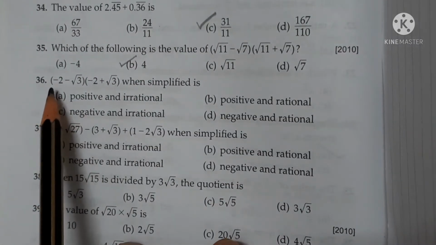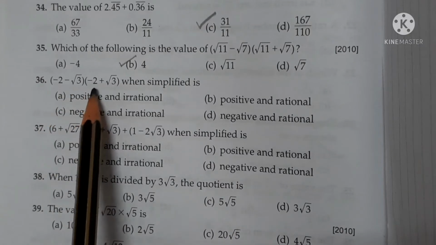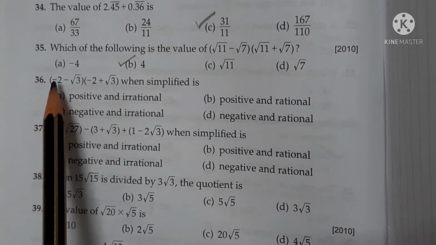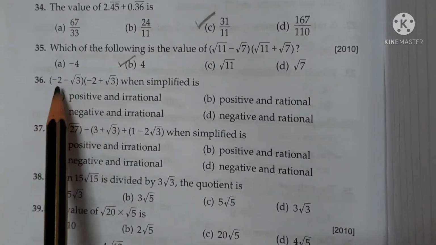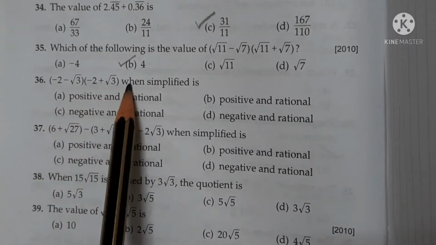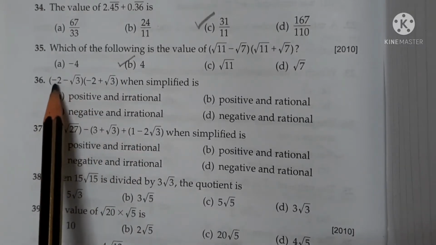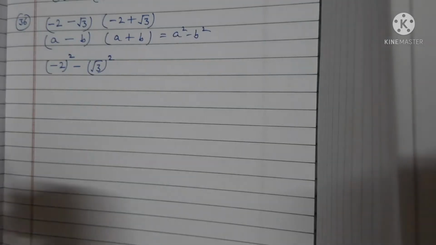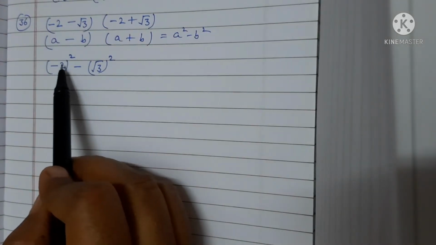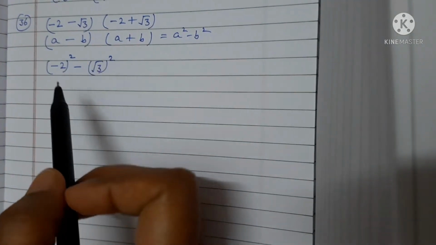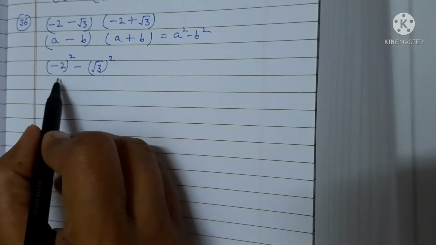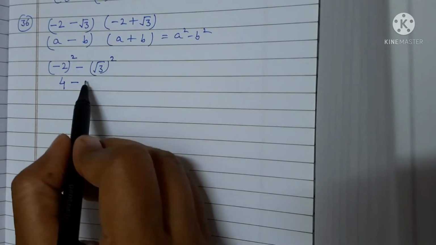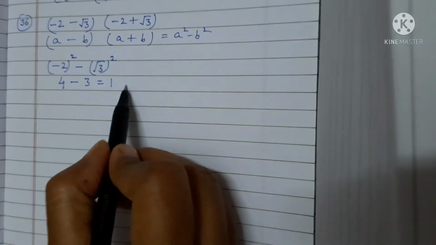Next, (−2 − √3)(−2 + √3) when simplified is. Here you will use the identity a² − b², as this is given as (a − b)(a + b). Here −2 is a and b is √3. See the solution. (−2)² − (√3)². So this becomes 2 twos are 4, and plus 4 because of the even power, minus (√3)² means 3. You will get the answer 1.